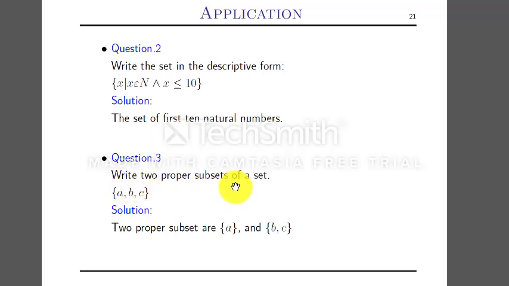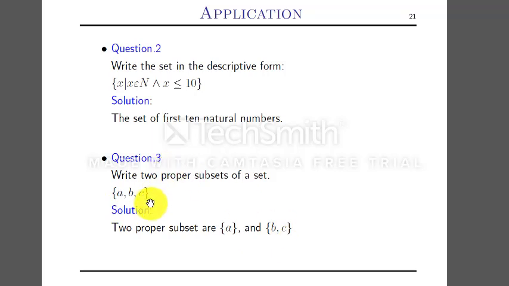There is another question: write two proper subsets of a set. There is a set {A, B, C}. These two are defined as proper subsets of this set because A is a subset of this set. A is contained in this set, and there are two elements, B and C, which are not in this set. That's why this is a proper subset of this set.